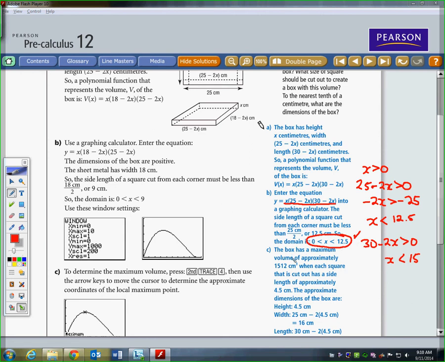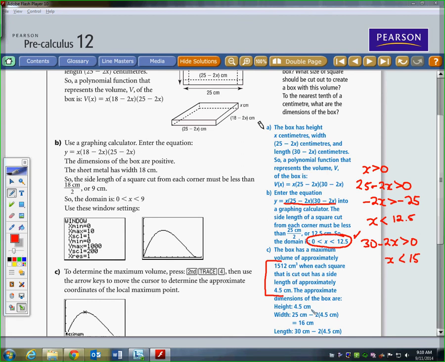Part C, they're going to ask you to find the volume. The box has a maximum volume of approximately 1,512 cubic centimeters when each square that is cut out has a side length of approximately 4.5 centimeters. So how do you get that answer? You get it from plugging it into your graphing calculator or into the software. And then the approximate dimensions are.